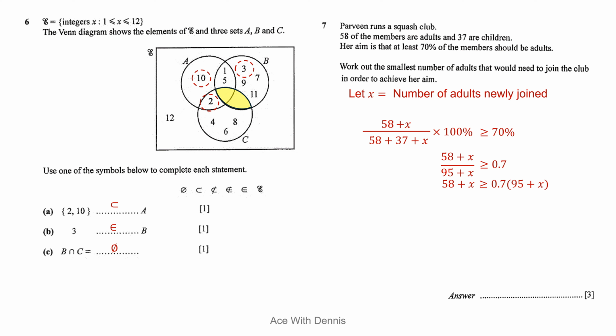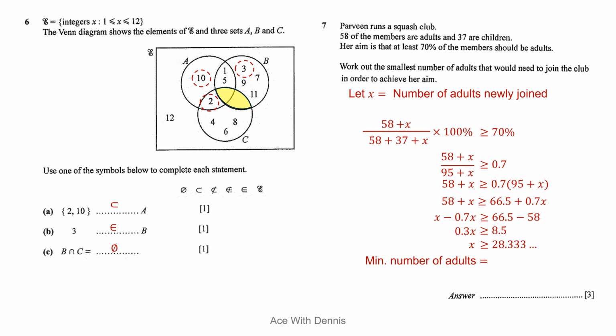58 plus x is greater than or equal to 0.7 times (95 plus x). Expand the bracket. On the right hand side, we get 66.5 plus 0.7x. Then bring the 0.7x to the left hand side. We get x minus 0.7x greater than or equal to, bring the 58 to the right hand side, 66.5 minus 58. We get 0.3x greater than or equal to 8.5. x will be greater than or equal to 28.333. Since x is the number of adults newly joined, we need to round it up, so the minimum number of adults will be 29. Hence, the answer is 29.